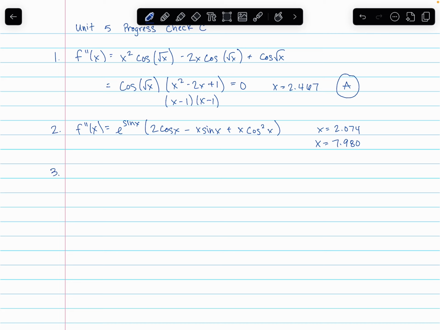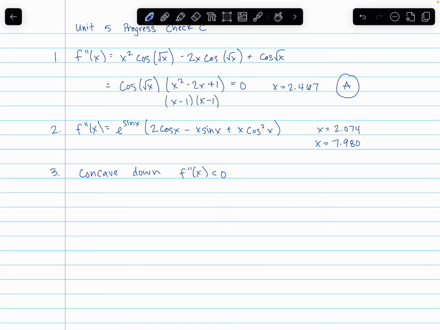For 3, we've got the graph of f prime. The graph of f prime, the derivative of f, is shown. On which of the following open intervals is the graph of f concave down? So concave down is going to mean that f double prime of x is less than 0.